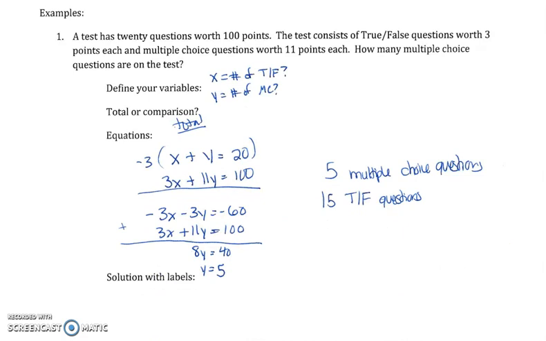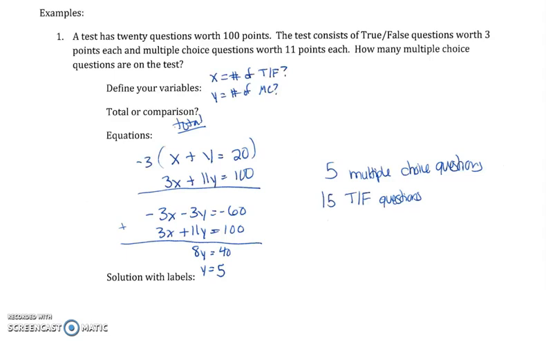A test has 20 questions worth 100 points. The test consists of true and false questions worth 3 points each and multiple choice questions worth 11 points each. How many multiple choice questions are on the test? Let's go back to the question. It says, how many multiple choice questions are on the test? So that is one of your variables. What is the other thing? If they're looking for multiple choice questions, what else are they looking for? They're looking for true or false questions. So that's how I define my variables.